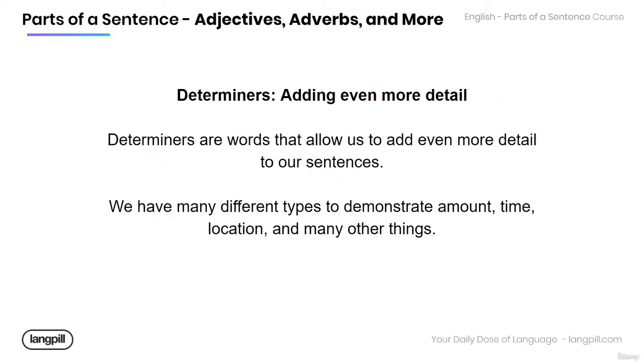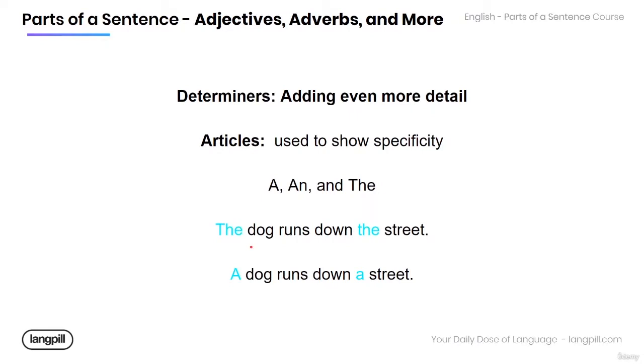And we can add even more detail with other types of words called determiners. And we have different types of determiners, but mainly they're going to tell us things like amount, so how many of them, okay, maybe the time or the location. So one of these is articles. Okay, articles in English, very important.